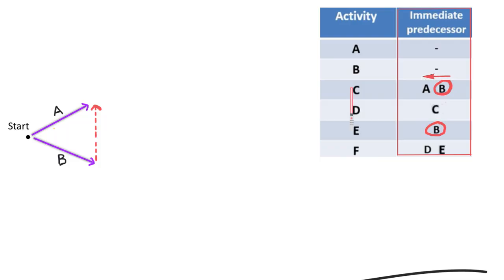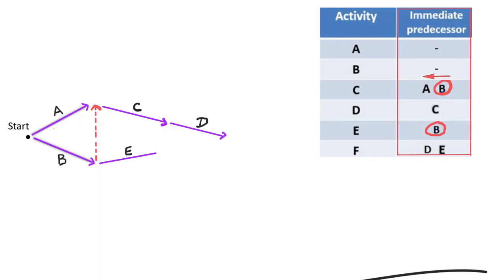Now we can do activity C, which must start from A and B. This is why we needed the dummy link. Activity D can be done after you've finished C. And now we can do activity E from B right here. Now activity F can be done once D and E are complete.